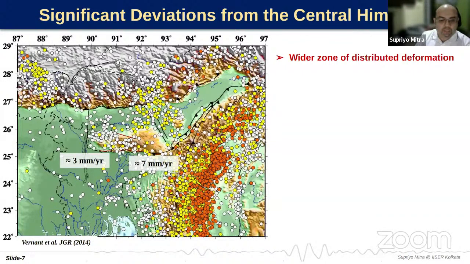If you look at the GPS geodetic data across the southern boundary of the Shillong Plateau, there is convergence which varies from 3 to 7 millimeters per year, going from west to east. And this has been used by Roger Bilham to argue that there are all these micro or microplates which are basically rotating in a clockwise manner. But obviously, this is a wider zone of deformation.